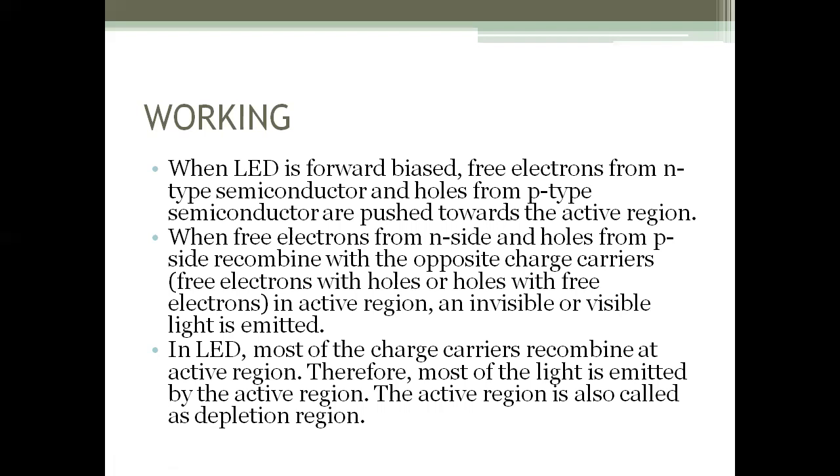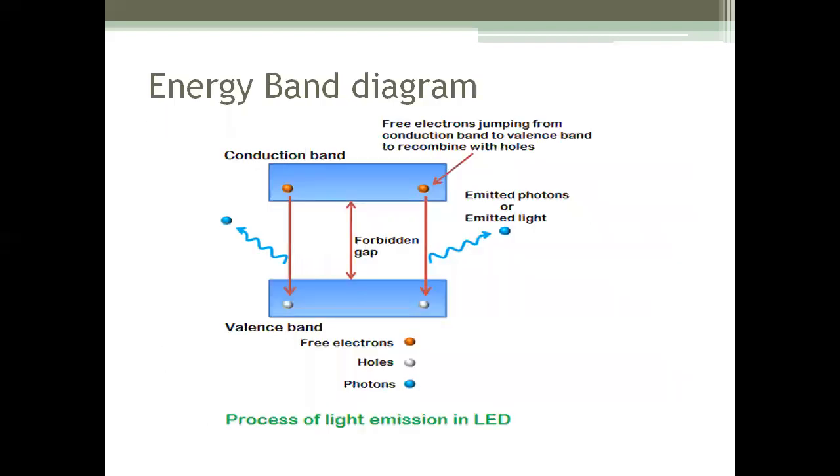As P-type is connected to the positive terminal, holes will move towards the junction, and the negative terminal is connected to N-type, so N-type electrons move towards the junction. When these free electrons from the N side and holes from the P side recombine with opposite charge carriers in the active region, energy will be emitted in the form of radiations. Either it may be visible light radiations or invisible light radiations. In LEDs, most of the charge carriers recombine at the active region. Therefore, most of the light is emitted by the active region. Hence, the active region is also called the depletion region.